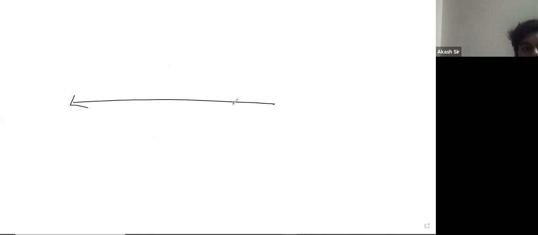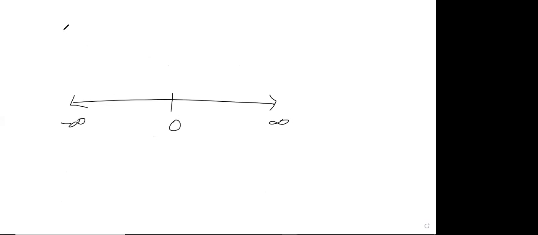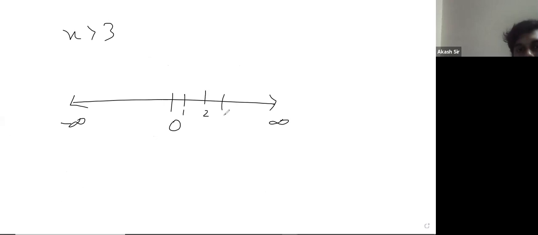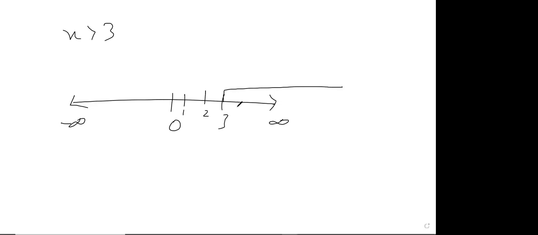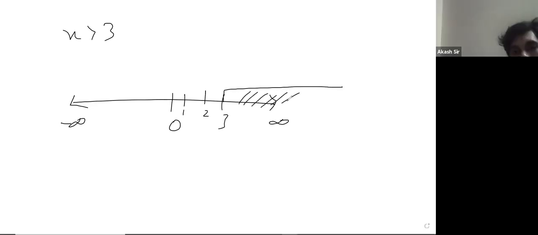Okay. So let me tell you something about number lines, how to represent the answers on a number line. You know what a number line is? This is infinite, minus infinite. When we get x is greater than 3, that means this is 1, this is 2, this is 3. x should be greater than 3, right? So this part of the number line is our solution.